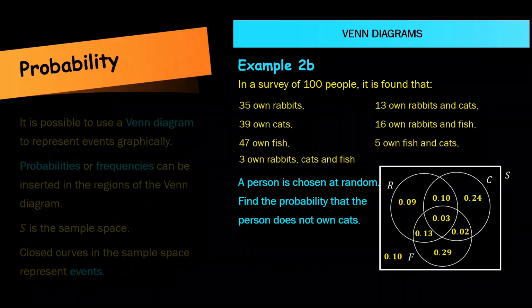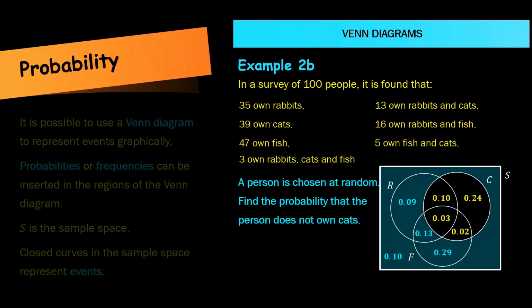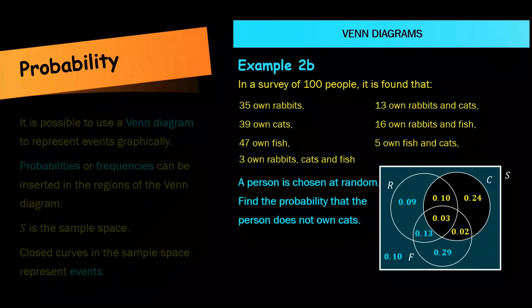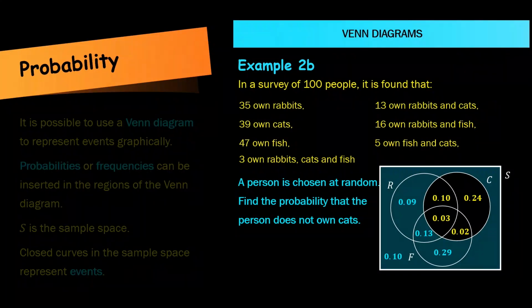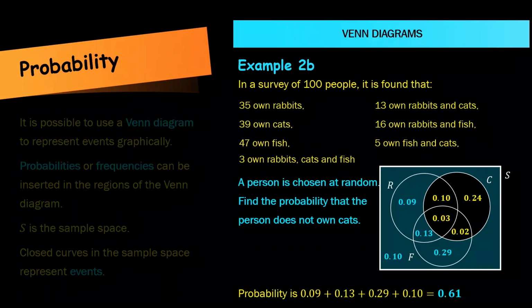Now for part B. A person is chosen at random. Find the probability that the person does not own cats. This shaded region consists of all the people who don't own cats, and therefore we add up all the probabilities in that shaded region to find the probability that somebody doesn't own a cat. And this probability equals 0.61.